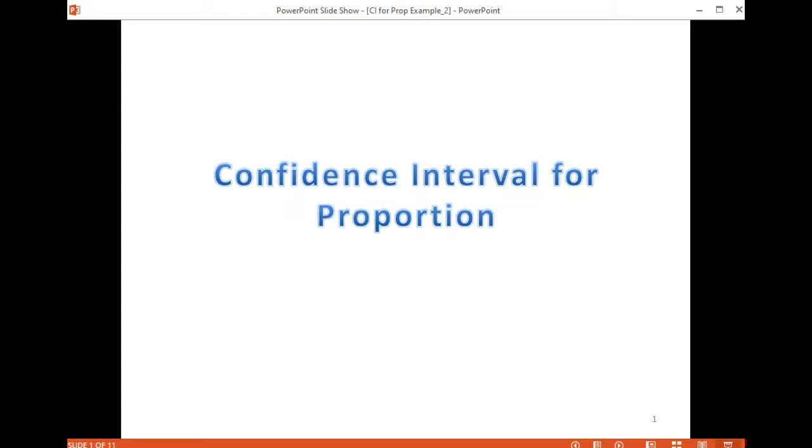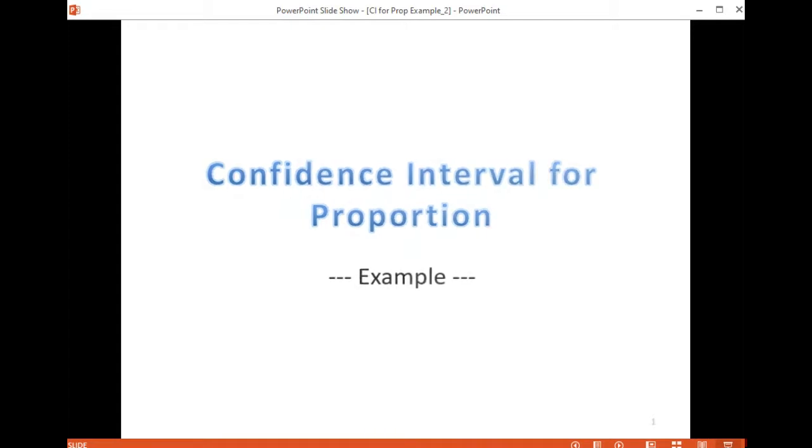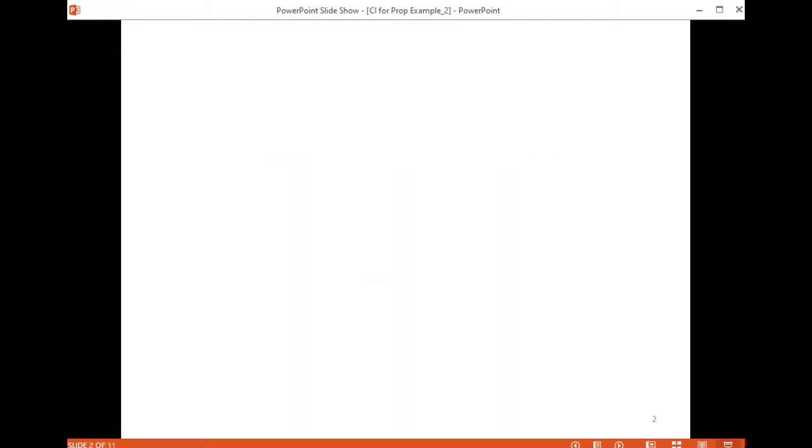This is Professor Arnold here, and today I will show you how to construct a confidence interval for a proportion. I will do this by an example. So here is the example.